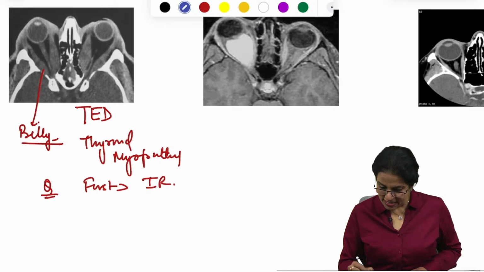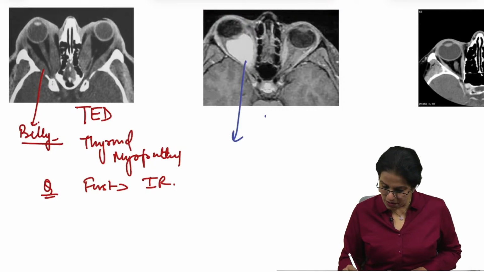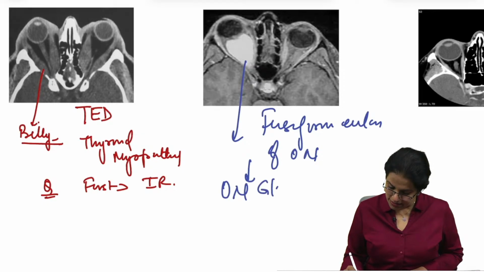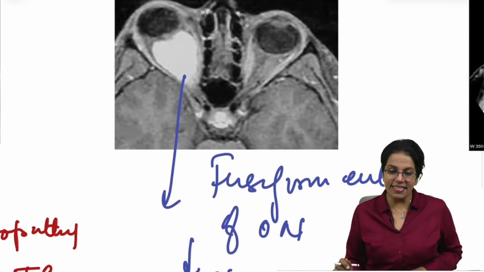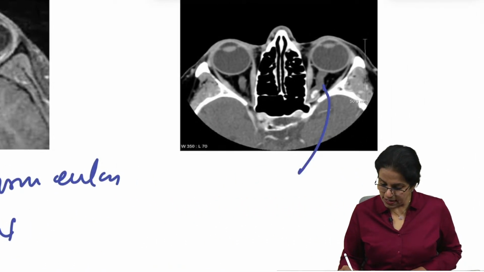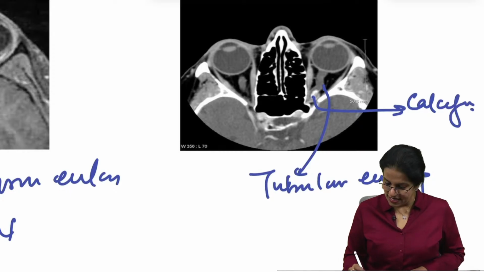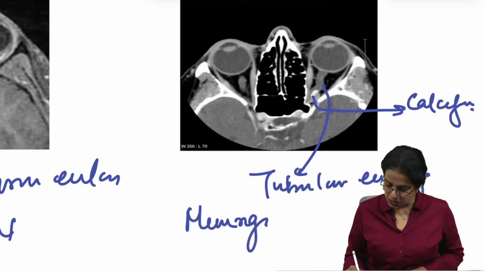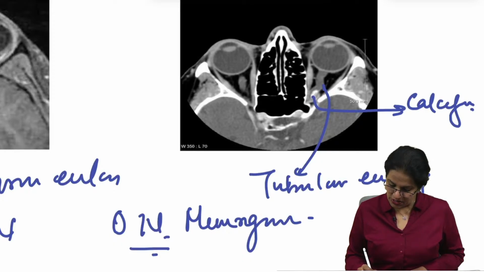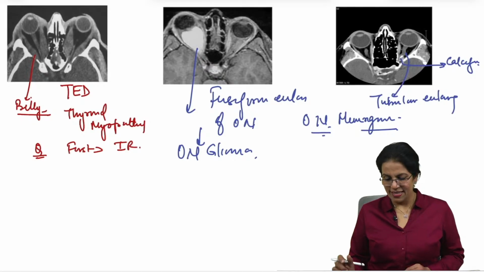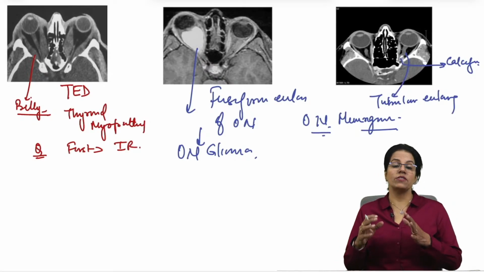Okay. What do you see in the next one? In the next one we see a fusiform enlargement of the optic nerve. So, we are talking about optic nerve glioma, isn't it? And here what you see is a tubular enlargement of the optic nerve, and I can also see some calcification. So, we are talking about optic nerve meningioma. Yes, very good. So, you should be able to recognize all these three CTs, it's important.